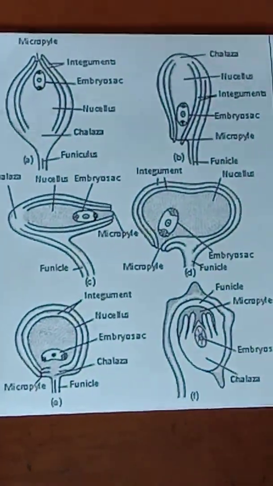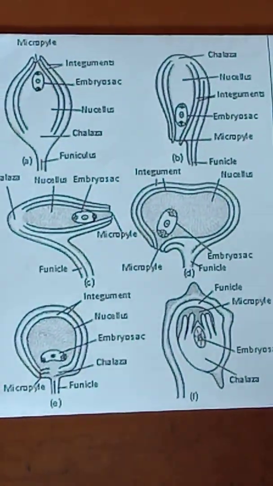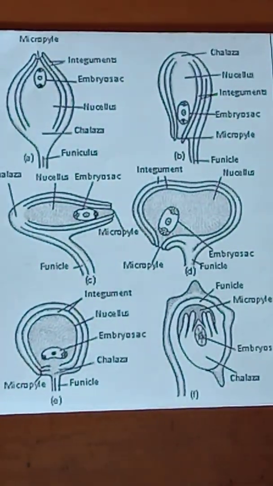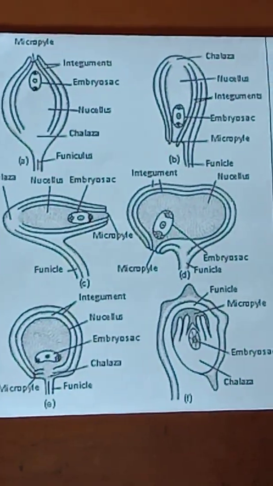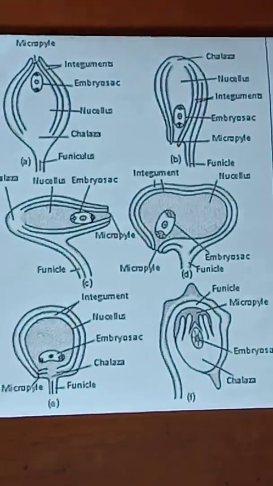So these are the types of ovules. The ovule after fertilization develops into the seed. So seed is also called as a post-fertilized ovule.